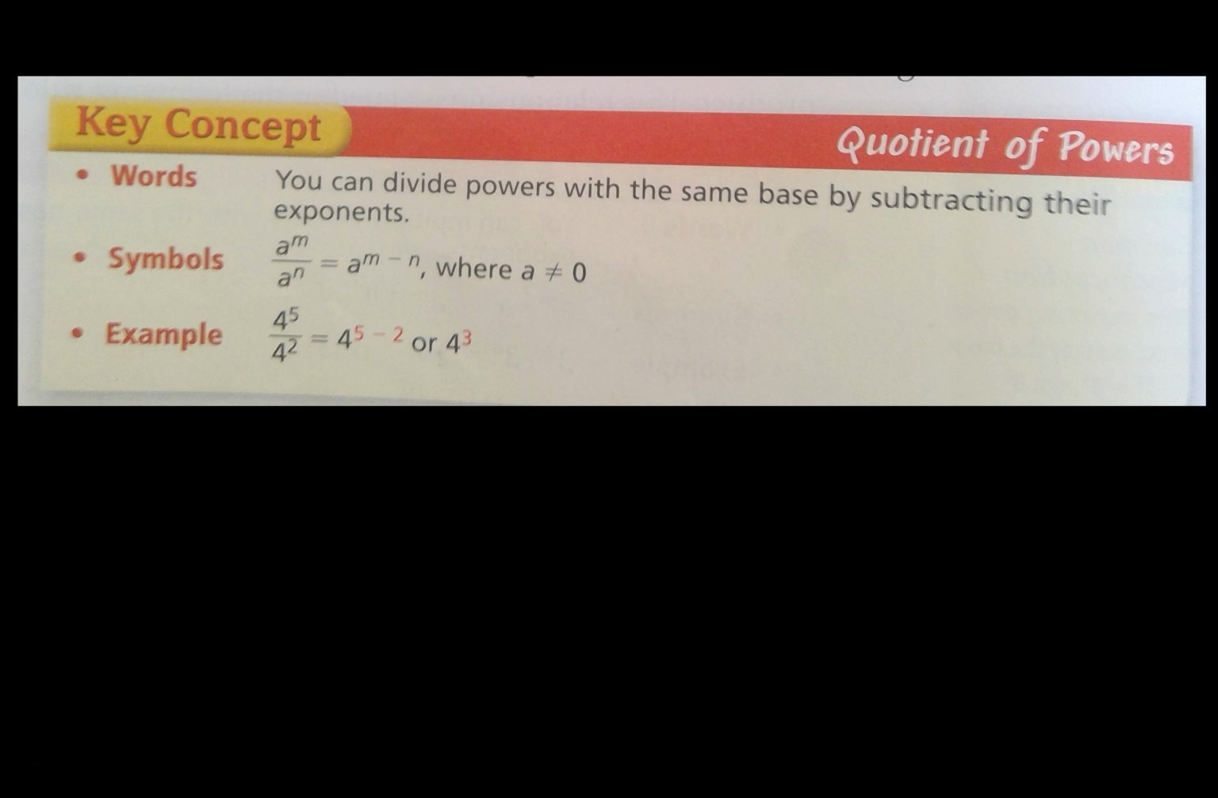Okay, quotient of powers. Oh no, it's fractions, everybody run! Just kidding, it's not tough. You can divide powers with the same base by subtracting their exponents. So if I have the same base, m over n, I can change that to subtracting them. So a to the m over a to the n, or 4 to the fifth over 4 to the second, would end up being 4 to the third.